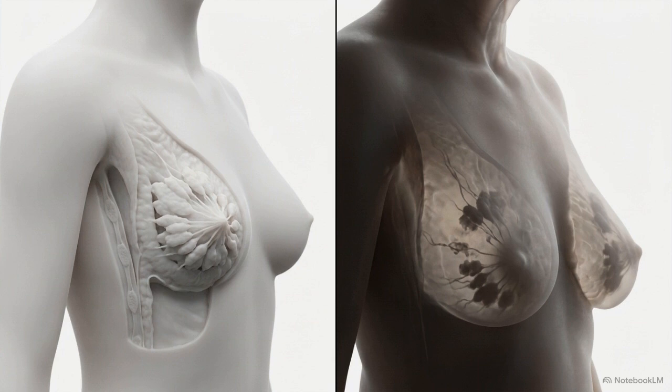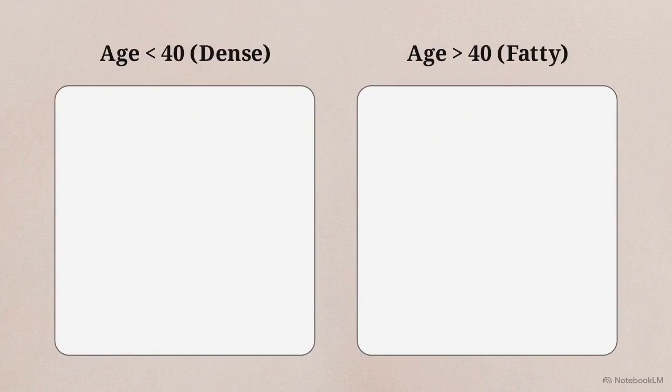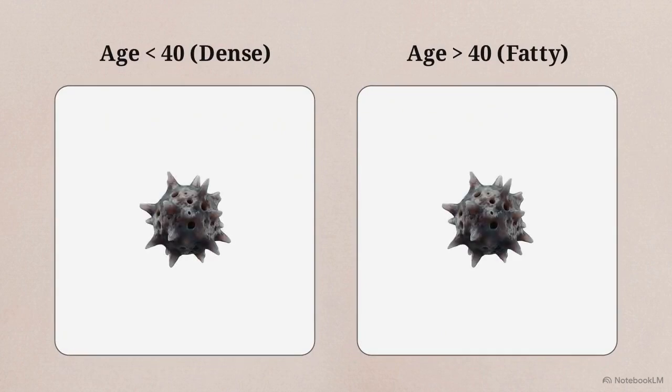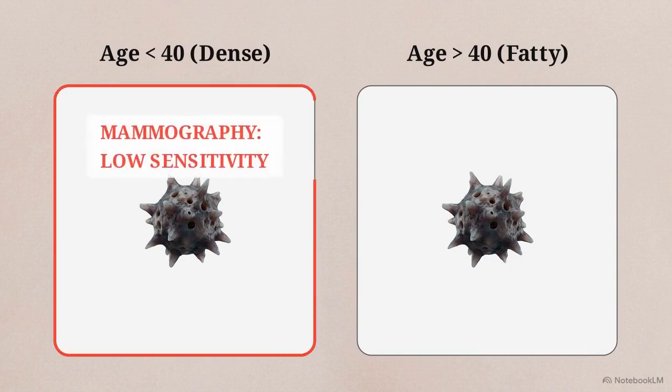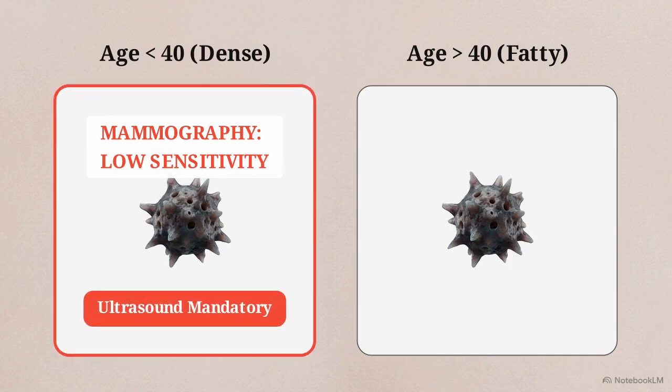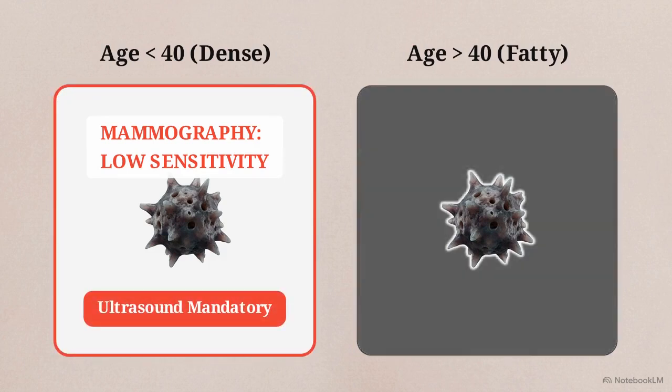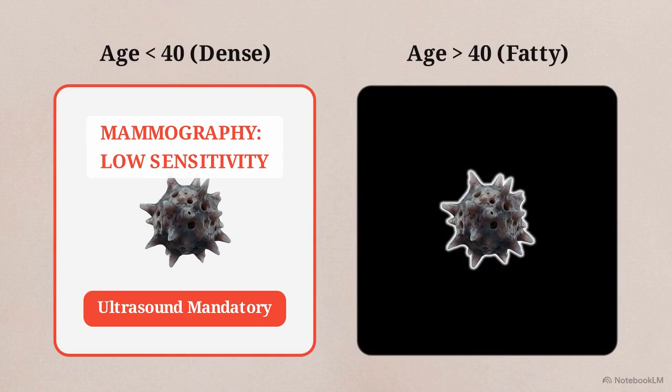In the radiological phase, the choice of initial imaging is governed entirely by patient age. Baseline protocols separate sharply between women under 40 and over 40. This grid illustrates the density paradox for women under 40. Dense glandular tissue appears white on X-ray, just like breast cancer. As seen on the left, mammography on a young breast completely camouflages the tumor. Ultrasound is mandatory. For women over 40, dense tissue is replaced by fat, which appears black.